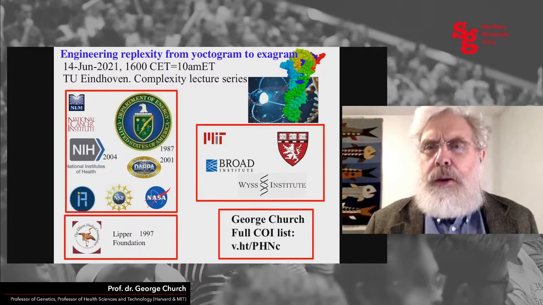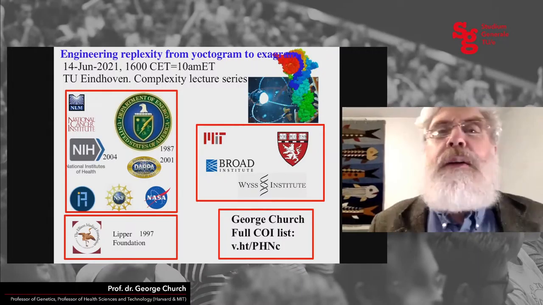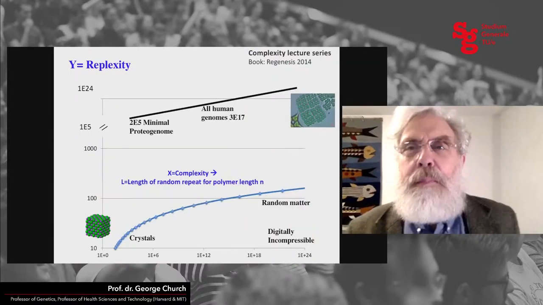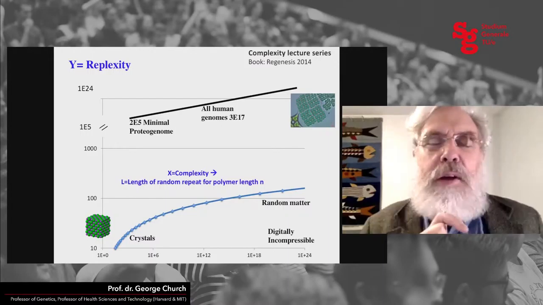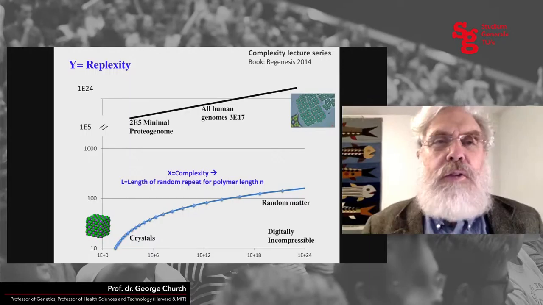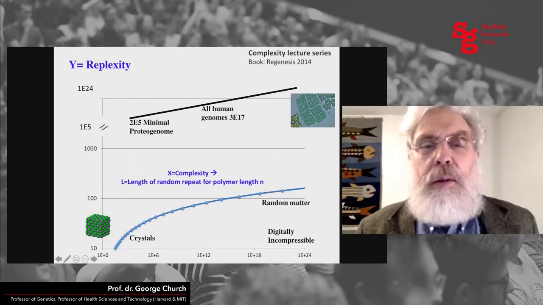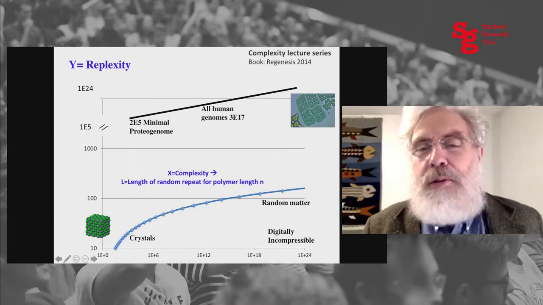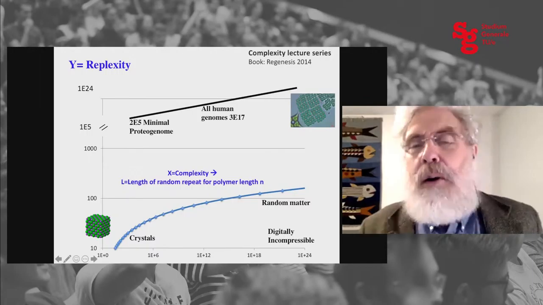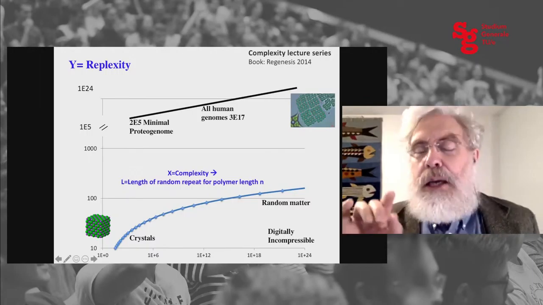Okay, so we've heard that the title is on replexity and various scales, and my conflict of interest is listed at the bottom. This idea of replicated complexity, or replexity, I introduced in my book in 2012-2014 versions. And the idea is that as complexity increases from very simple structures like crystals on the far left to completely random material on the far right, with the number of bits essentially, or the length of the polymers or the number of atoms going up to 10 to the 24th on the right, the replicated part of that goes up slowly, logarithmically, because in a random polymer, you will find some repeats, but you won't find very long repeats.